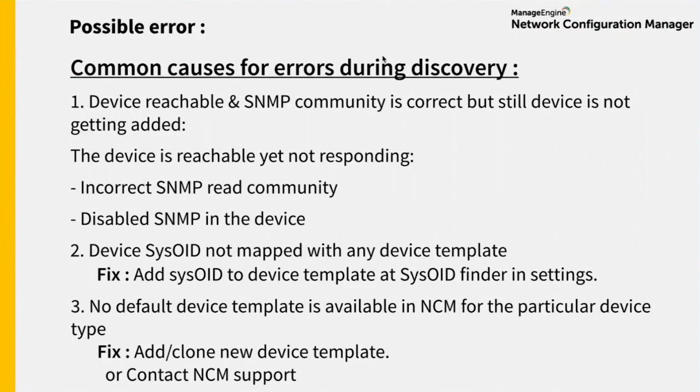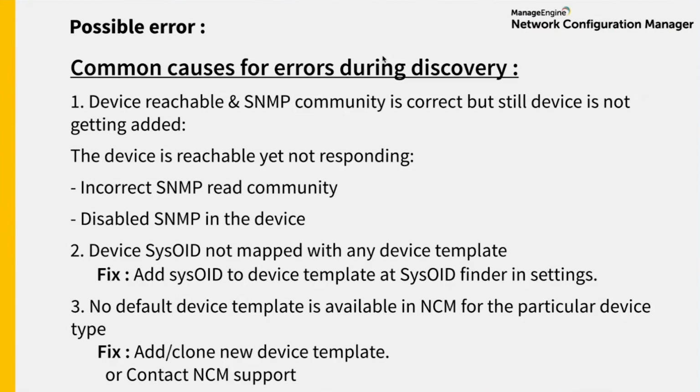So the first possible error could be that the device is reachable and the SNMP community is also correct, but still the device is not getting added. This is because of two possible reasons: the SNMP read community may be incorrect, or SNMP may be disabled for the device. You can check the SNMP availability for the device, enable it and try adding the device again, or you can provide the correct SNMP read community and try adding the device again.